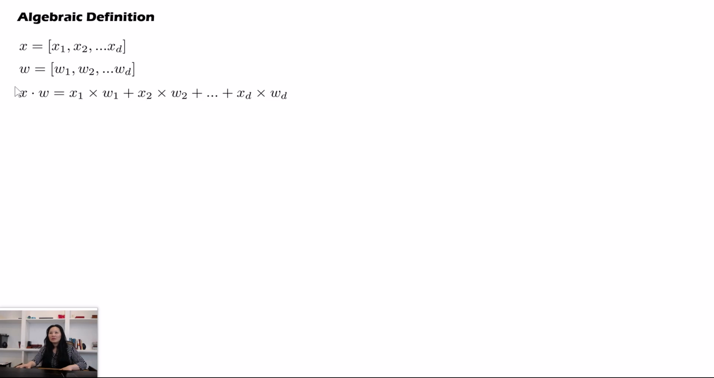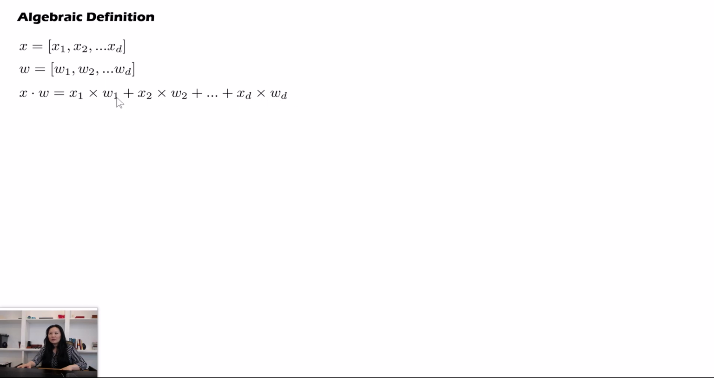Okay, this is a convention, so we say x dot w, or the inner product of x and w, or the dot product of x and w is defined to be equal to the first component of x multiplied by the first component of w plus the second component of x multiplied by the second component of w plus dot dot dot plus the d component of x multiplied by the d component of w.